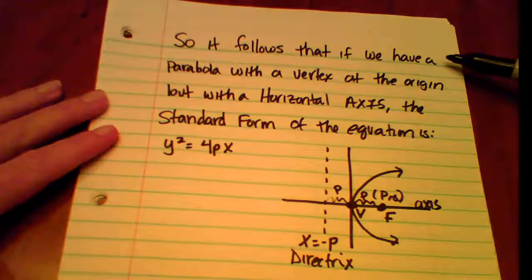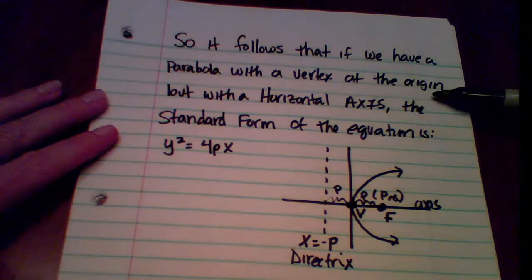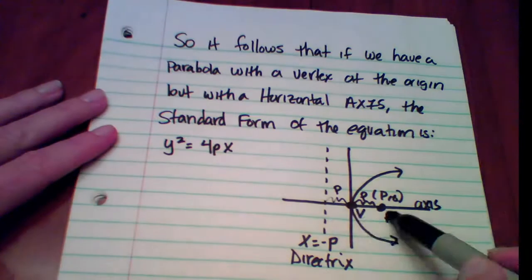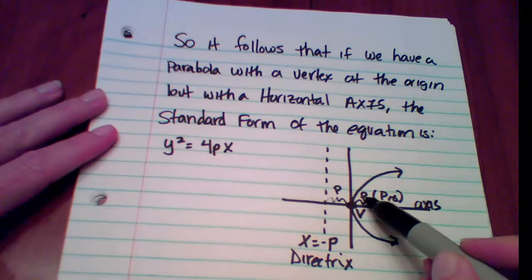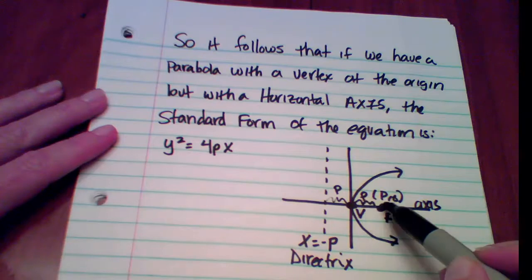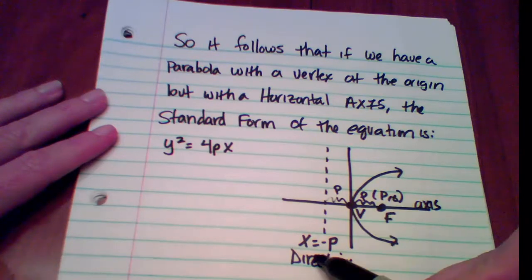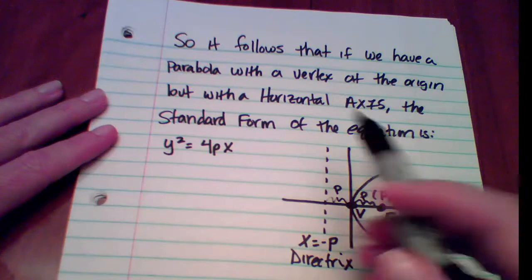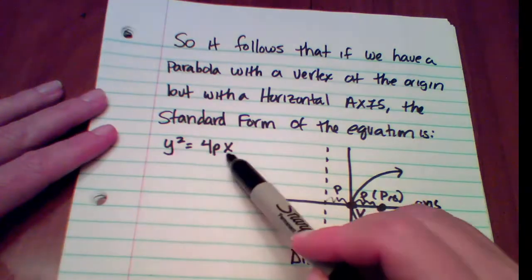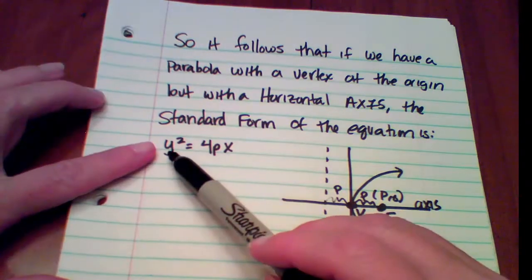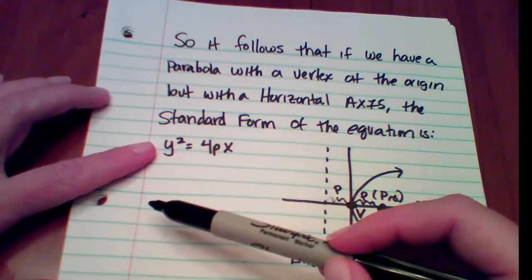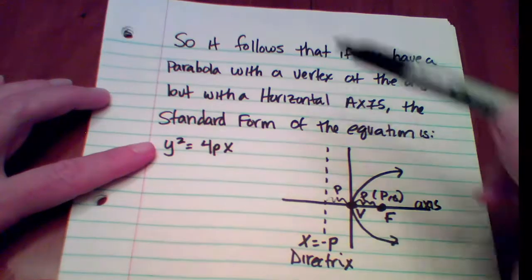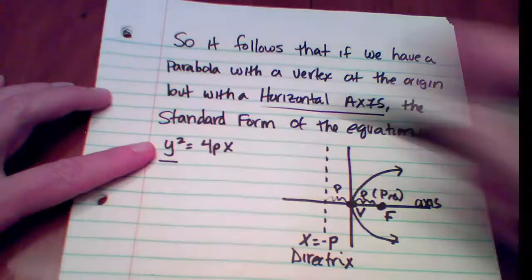It follows that if we have a parabola with a vertex at the origin, but this time we have a horizontal axis. So notice in the picture I have a vertex at the origin at 0, 0. My focus and my directrix are each a distance of this distance we define as p. Therefore the focus would be the coordinate p comma 0, and my directrix would be x equals the opposite of p. We now have a horizontal axis. So the standard form of its equation is y squared equals 4p times x. And hopefully you're noticing a pattern that in the previous picture, we had a vertical axis, and so the x was squared. Now that we have a horizontal axis, then the y is squared.